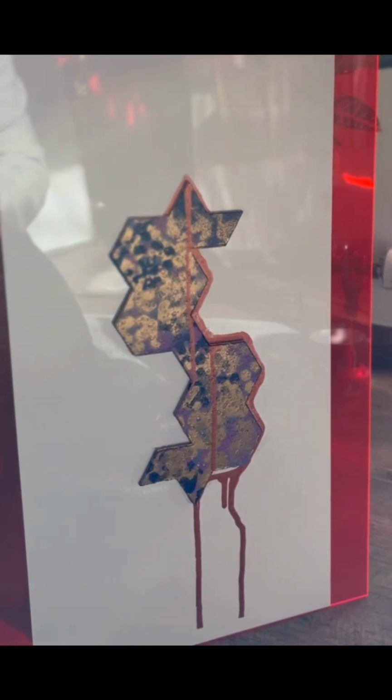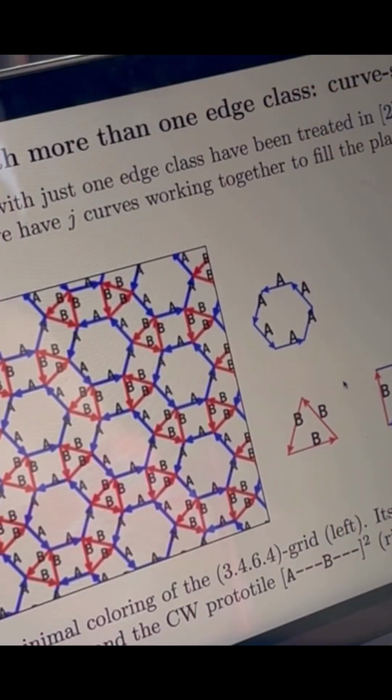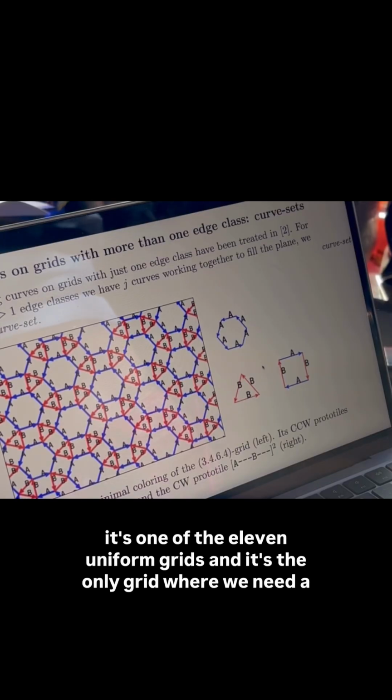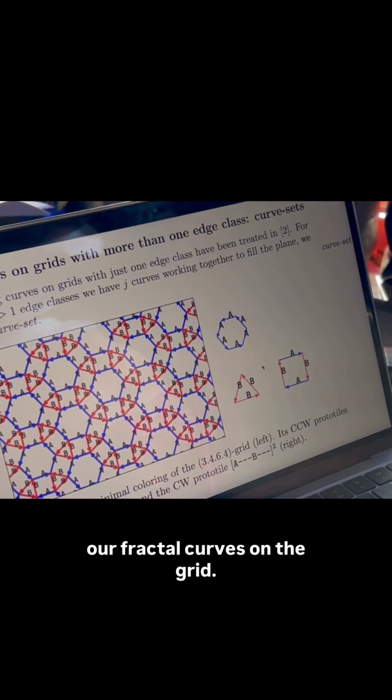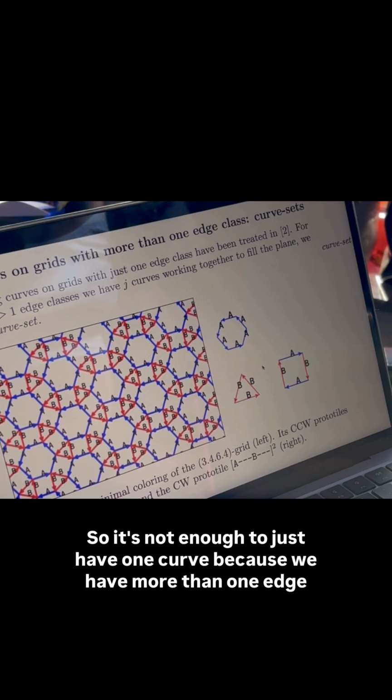So it's one of the 11 uniform grids, and it's the only grid where we need a curve set to express our fractal curves on the grid. So it's not enough to just have one curve because we have more than one edge class.